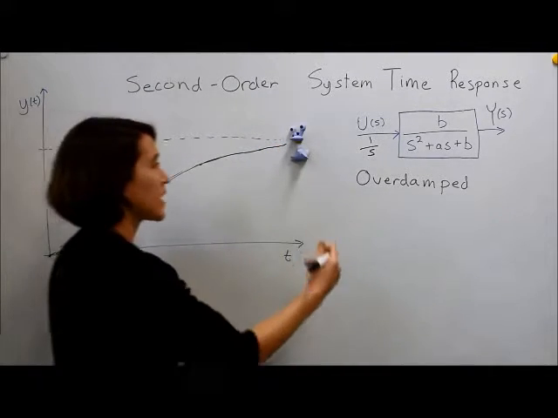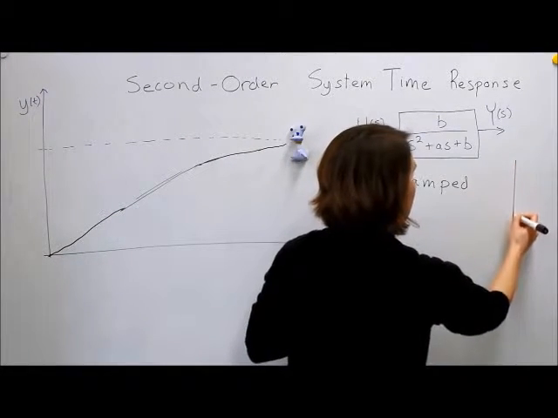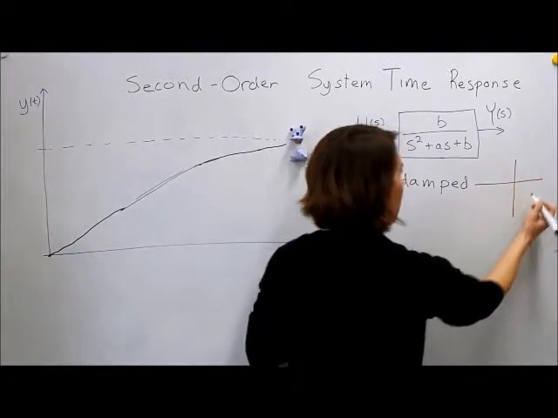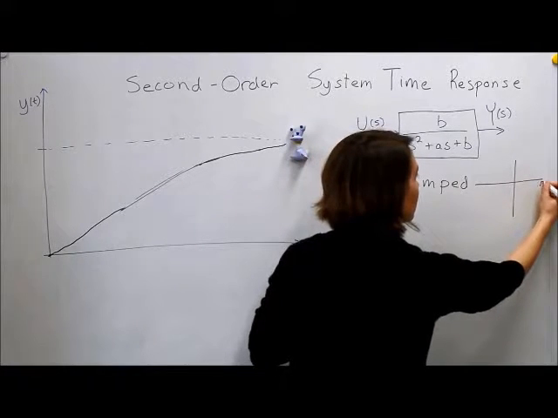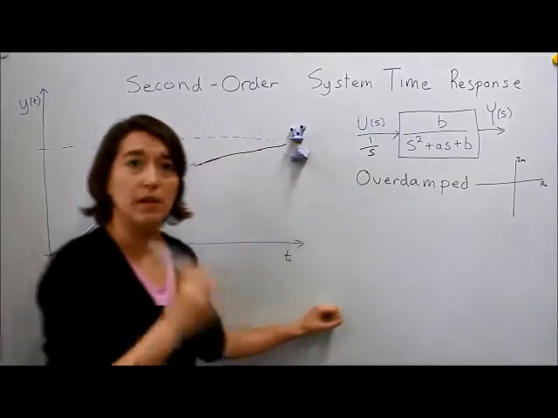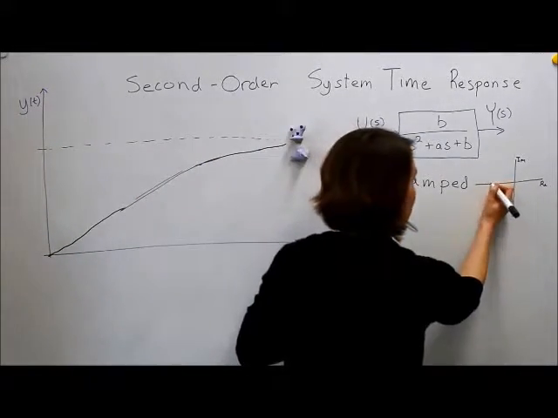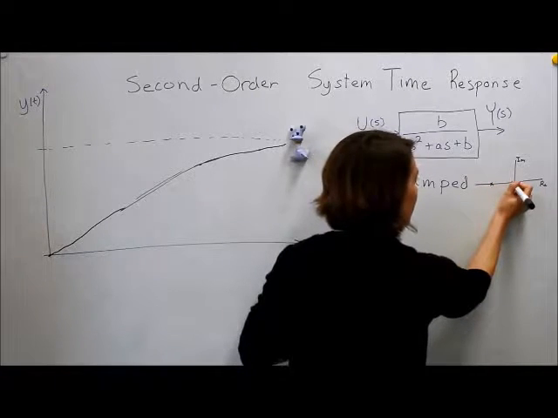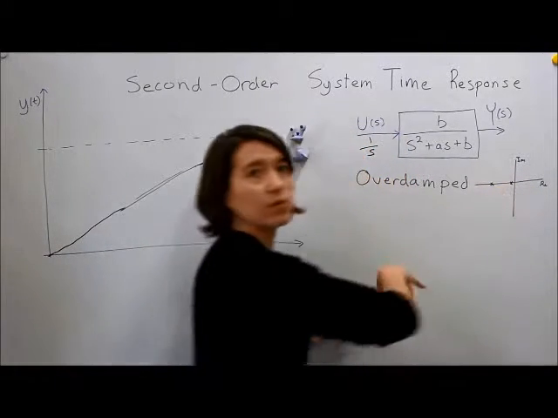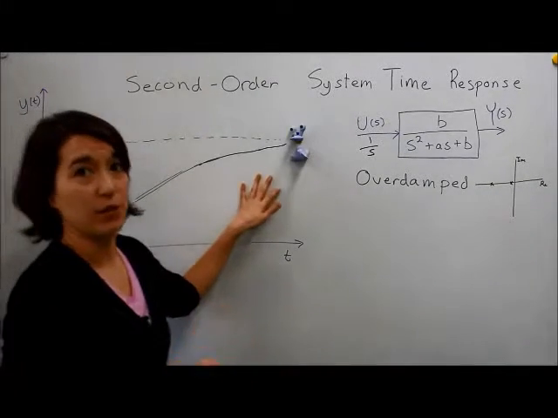Okay, so that's overdamped. If we look at the poles for this, see if I can draw them here, they tend to be on the real axis. So this is real, imaginary. There's also a really great diagram in the book, so look at that if you need more examples. They tend to be on the real axis, but one is pretty close to the imaginary axis. So very slow to react, but eventually it will get there.